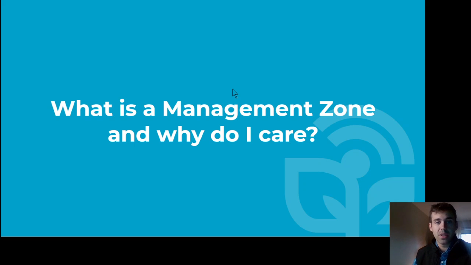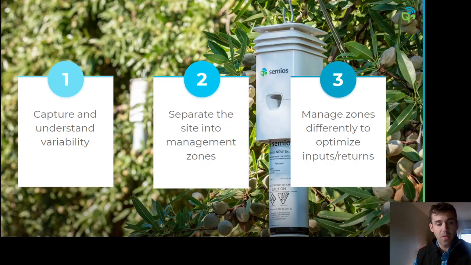So, what is a management zone and why do I care? Management zones are group areas that can be grouped together and they respond in a similar way to inputs. So, the first step to work with management zones is to capture and understand variability, separate that variability into management zones. And finally, with these management zones, you have to find a way to optimize the way you work with them to maximize inputs and returns.